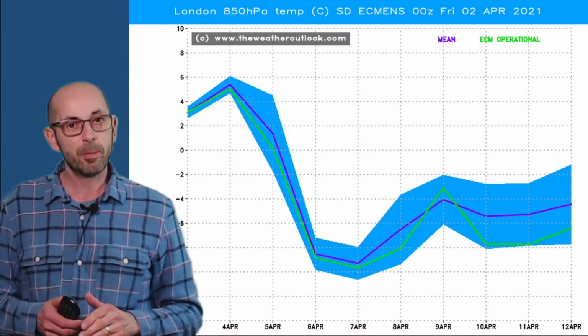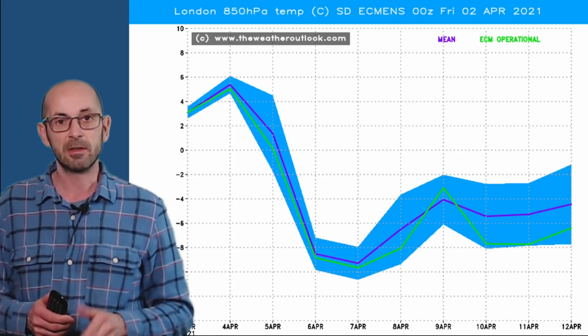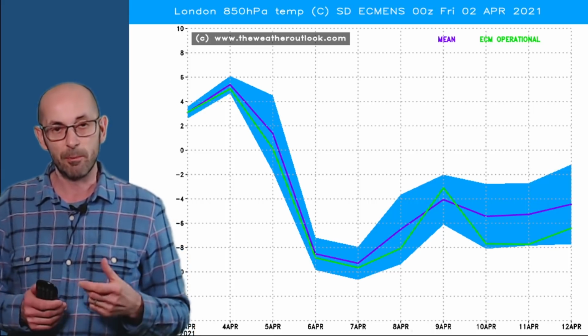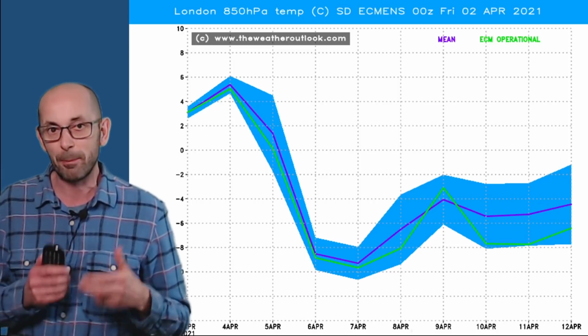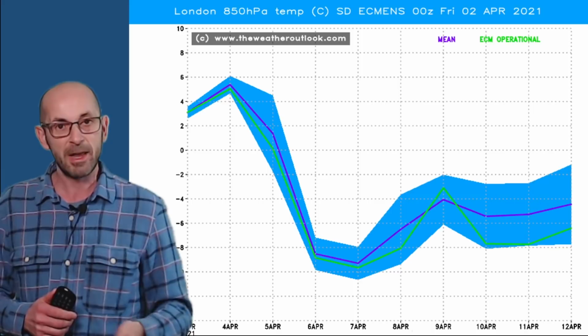If we look at the European Ensemble 10-day forecast, again, it's offering a similar scenario, or most of the runs in the Ensemble would appear to be offering a similar scenario, because if you remember, this is built up from many, many iterations.